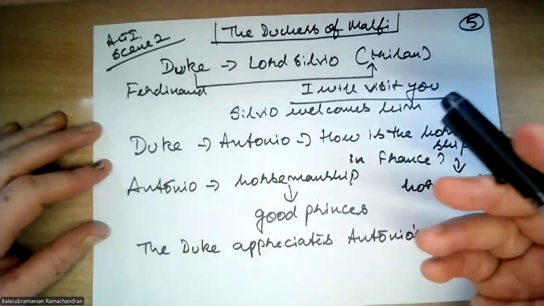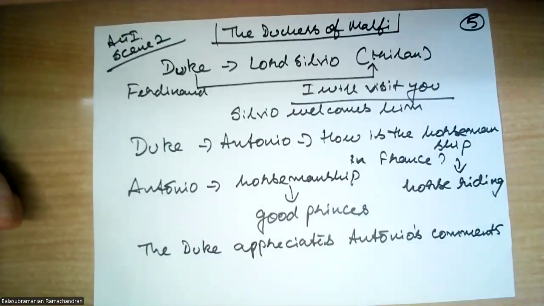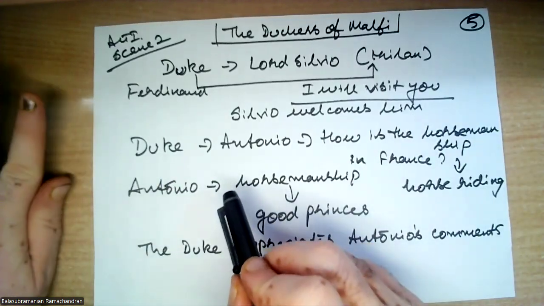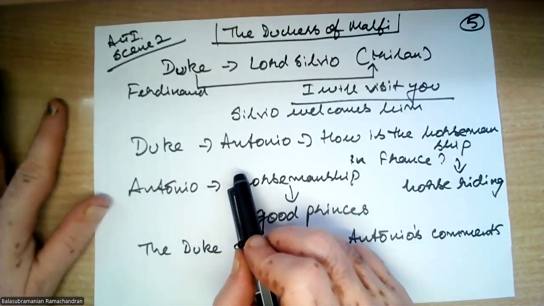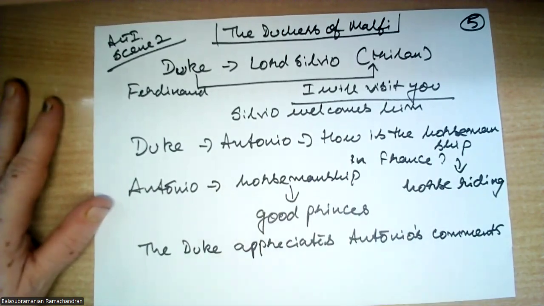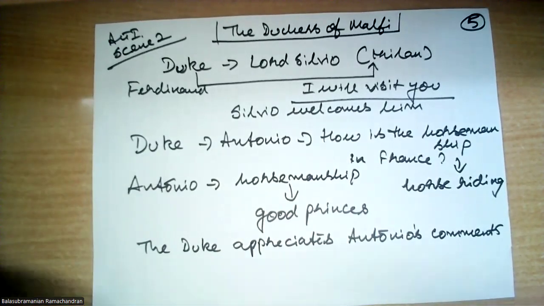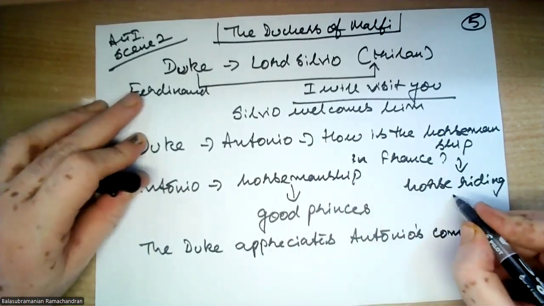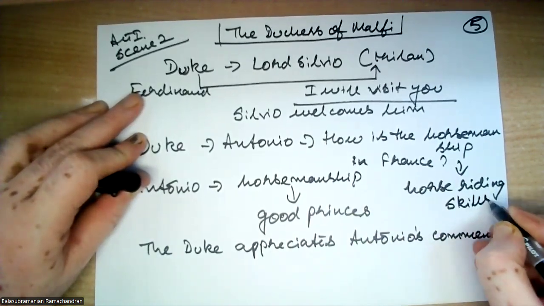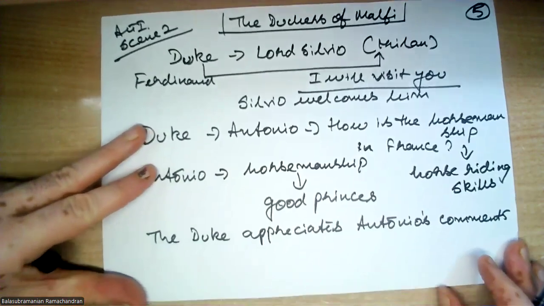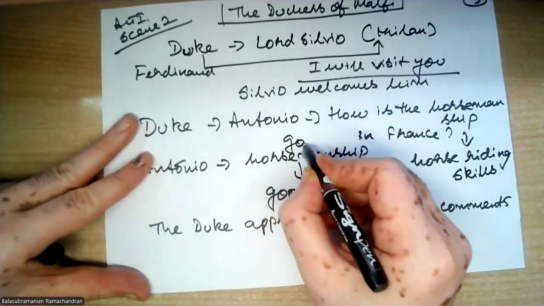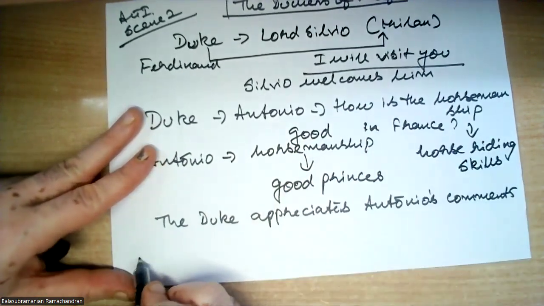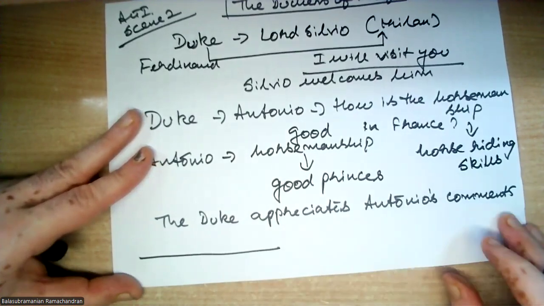The Duke says, I'll visit you, Lord Silvio. And Lord Silvio welcomes him. And he asks about horsemanship in France. Okay, how is the horsemanship in France? Horse riding skills in France. And Antonio says that good horsemanship produces good princes. Okay, so this is the end of one scene.